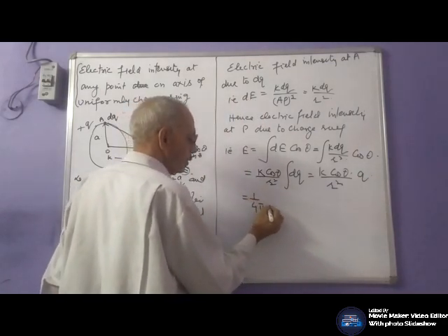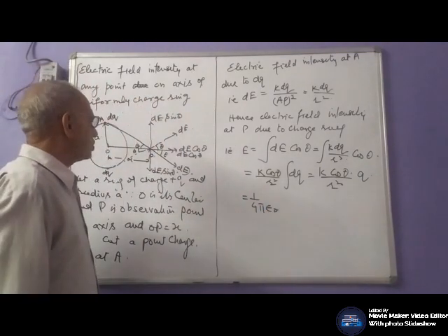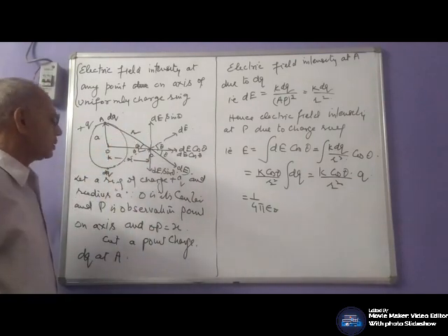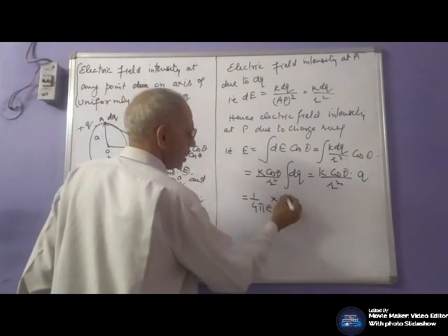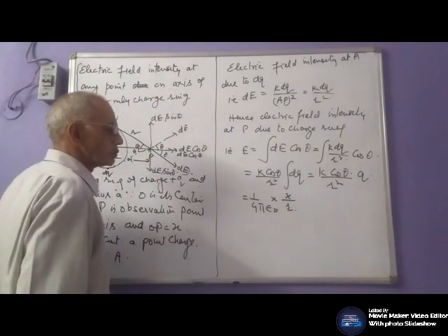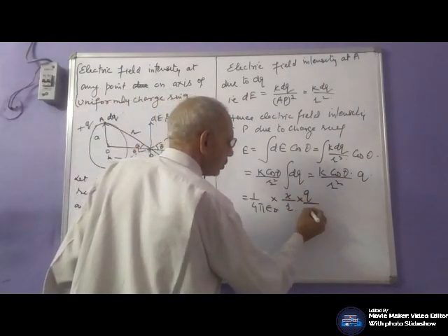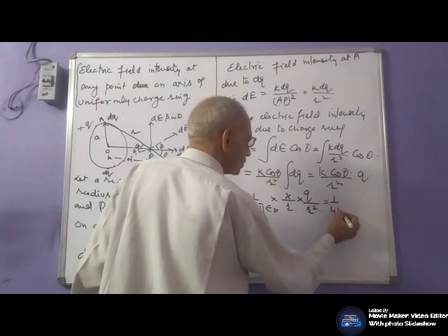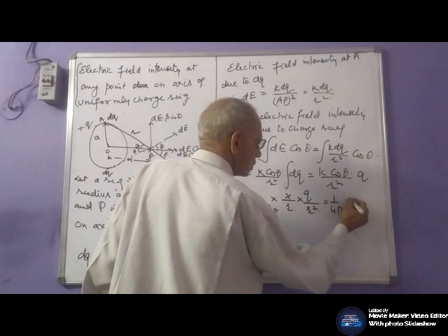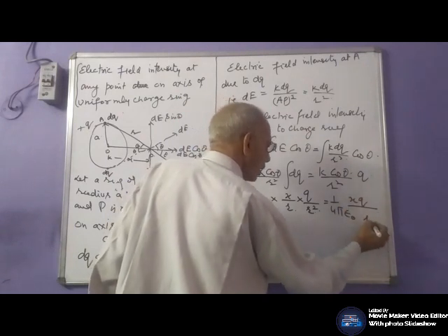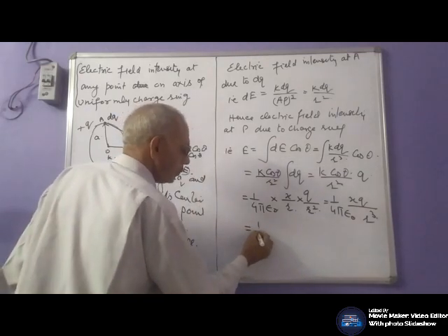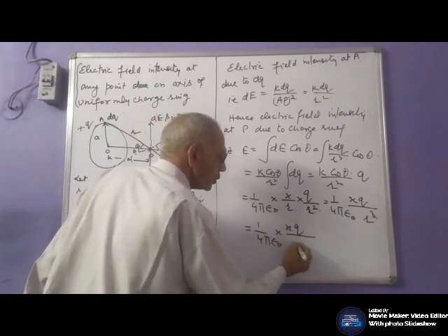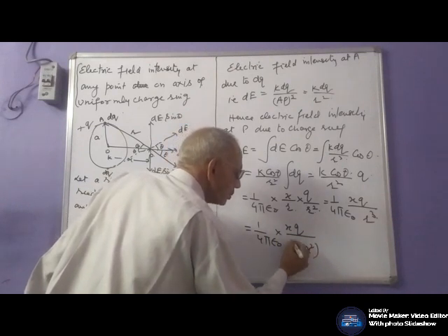K is 1 by 4 pi epsilon naught, cos theta, base by hypotenuse, where the hypotenuse was taken as r. So cos theta is x by r. E equals 1 by 4 pi epsilon naught, q x by r cube, that is q x divided by 4 pi epsilon naught times (a square plus x square) to the power 3 by 2.